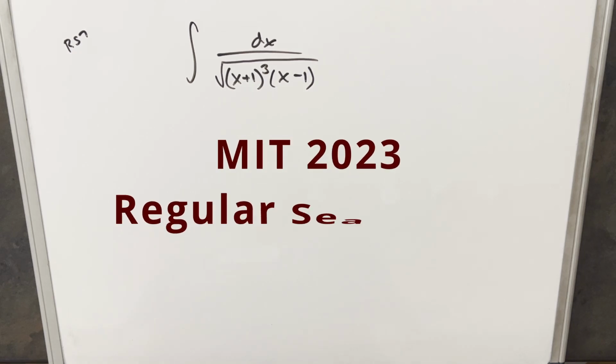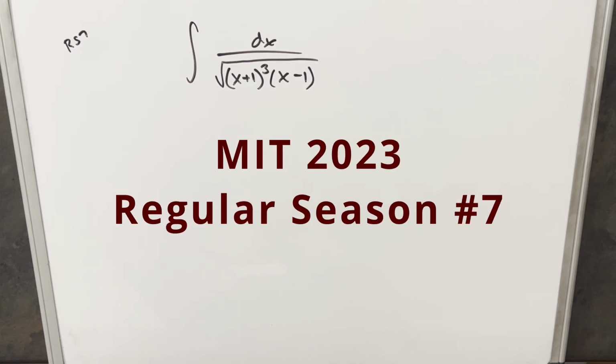Hey, we have here today another integral from the MIT Integration Bee. This was from 2023, regular season, problem 7. We have the integral of dx over the square root of (x plus 1) cubed times (x minus 1).